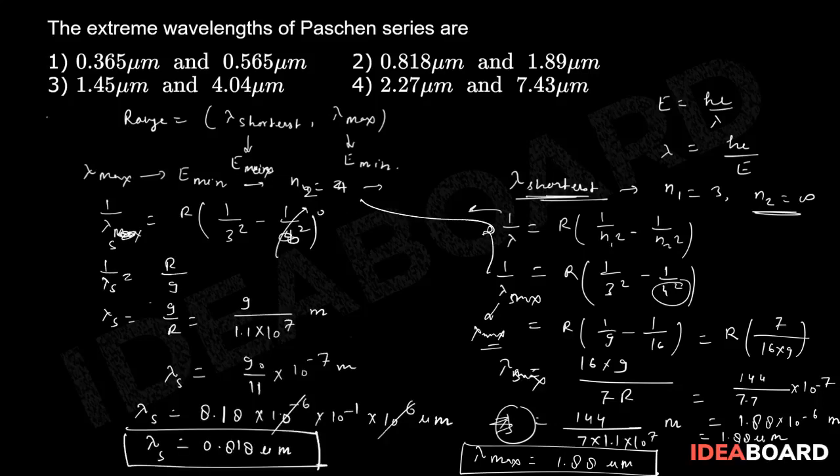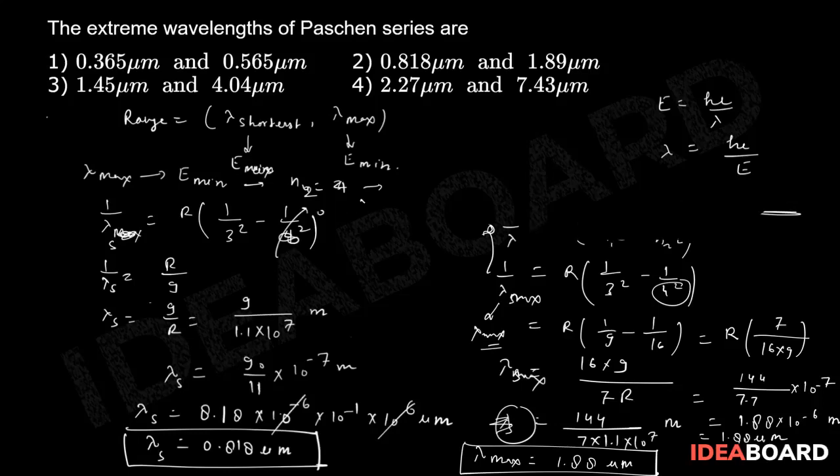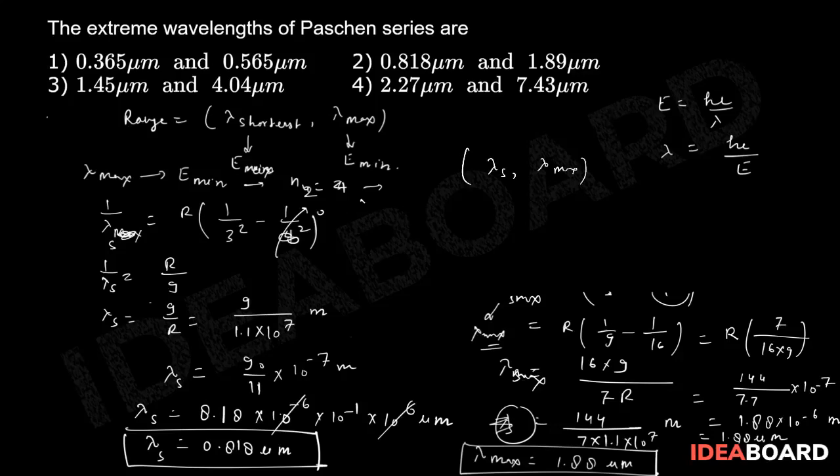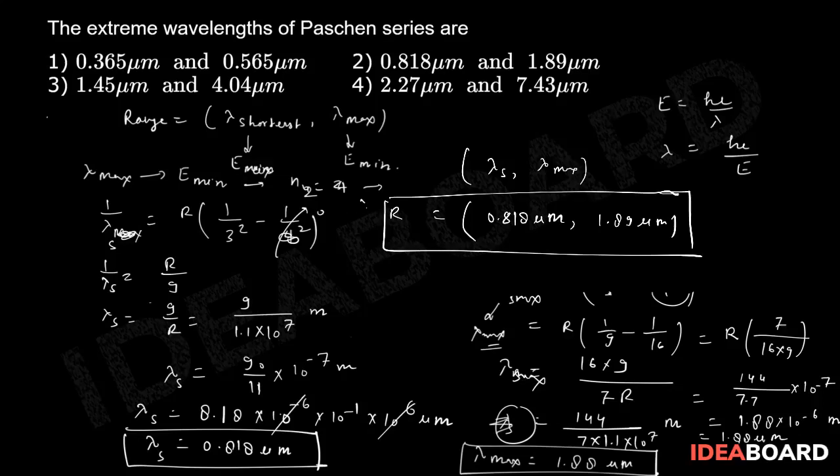Correct? Getting my point? So what is the range I got? I got a very fruitful range, which is lambda s to lambda max for the Paschen series. So lambda s is 0.818 micrometer and 1.89 micrometer. So this is our range, right? So which option is giving us the right choice? Obviously option number 2. Okay.